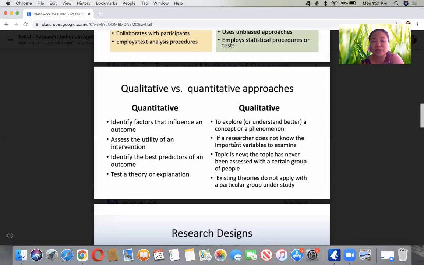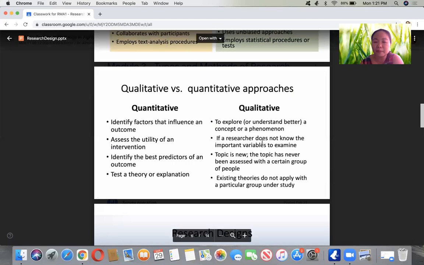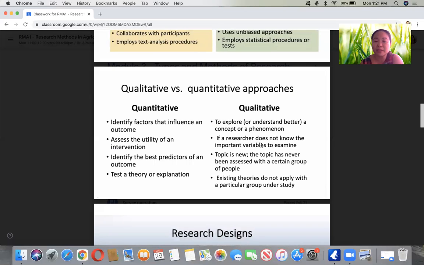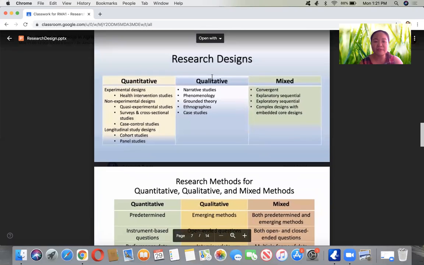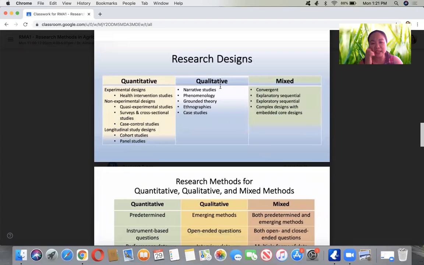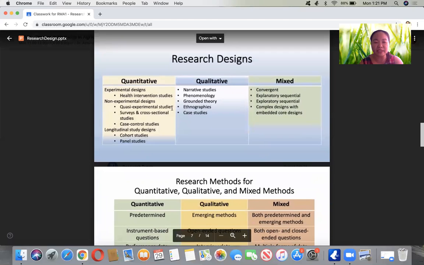If a researcher does not know the important variables to examine, if the topic is new, if the topic has never been assessed with a certain group of people, and if existing theories do not apply to a particular group under study. So this again applies to an experimental or controlled group. So there are different research designs, as I have mentioned, between quantitative and qualitative, and the mix of them. So these are the designs that we're talking about.